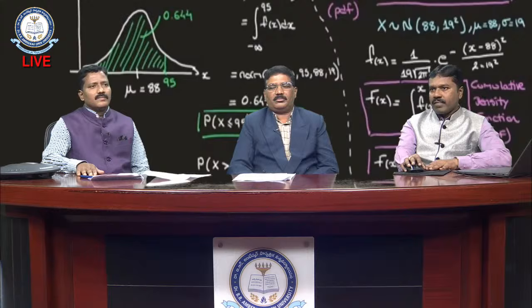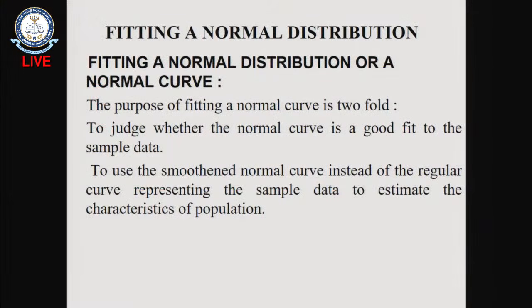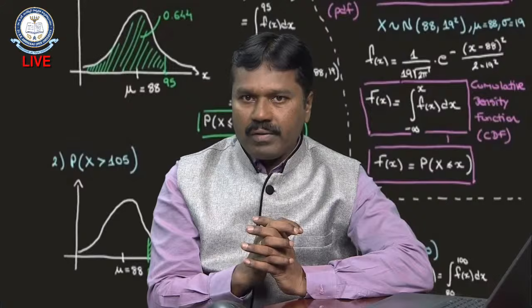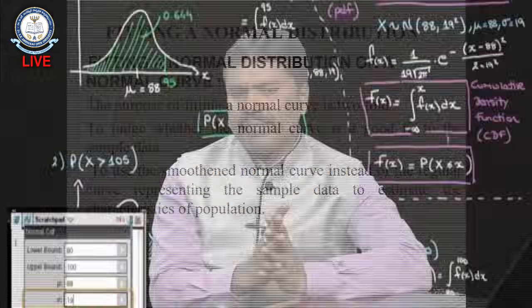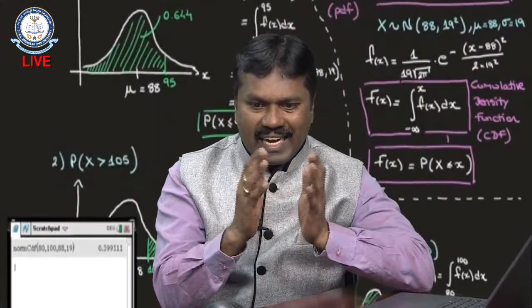After that, we will go for one more important topic, which is fitting of a normal distribution or a normal curve. The normal curve plays a vital role because we need to study the nature of the curve. The purpose of fitting the normal curve is twofold: first, to judge whether the normal curve is a good fit to the sample data; second, to use the smoothened normal curve instead of the regular curve representing the sample data, to estimate the characteristics of the population. Generally we use a diagrammatic representation, but sometimes it does not give the correct idea about the distribution.